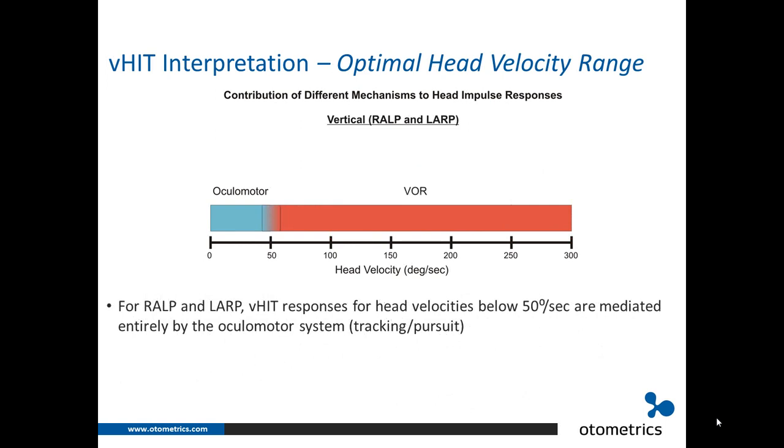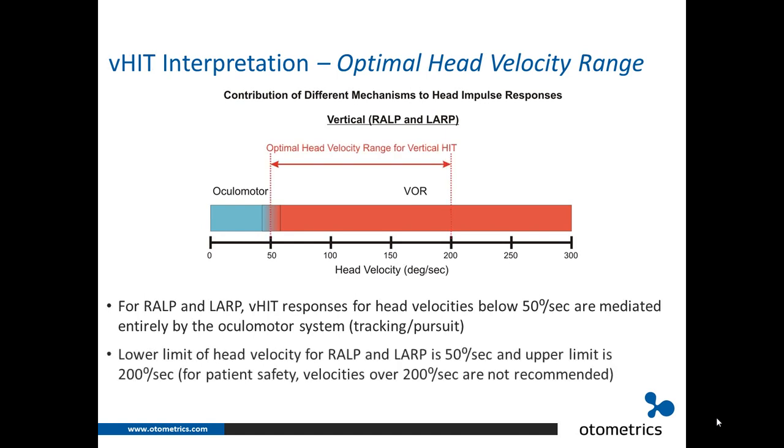For vertical head impulse testing, that's RALP and LARP, the responses for head velocities below 50 degrees per second are mediated by the oculomotor system, and for head velocities above that by the VOR. So to test the VOR in RALP and LARP, the minimum acceptable head velocity is about 50 degrees per second, and the maximum is around 200 degrees per second.